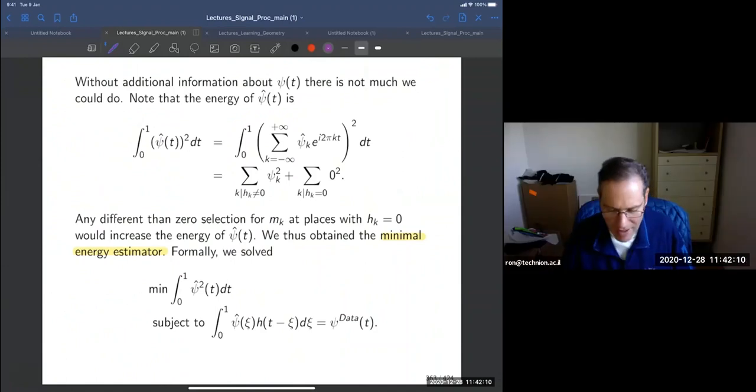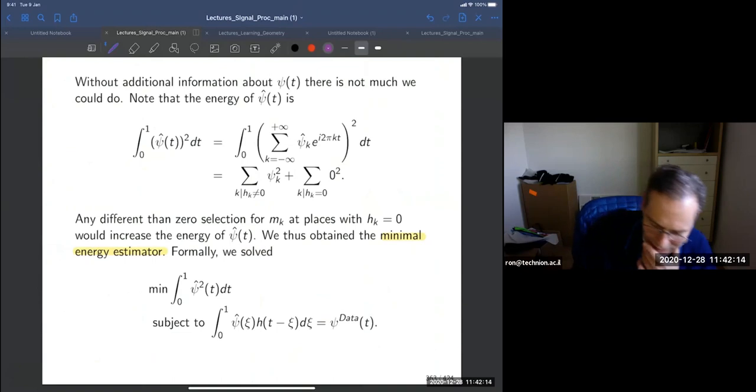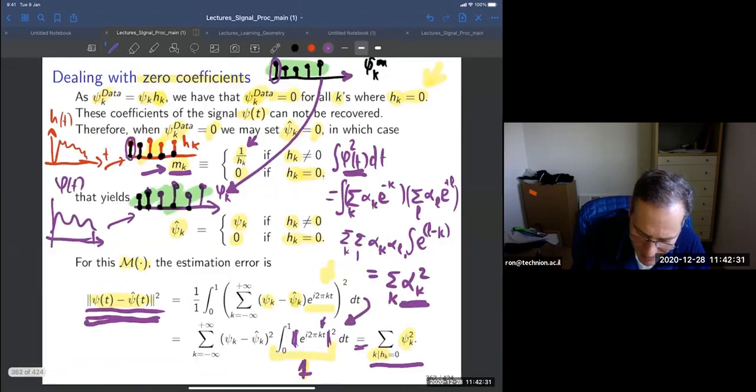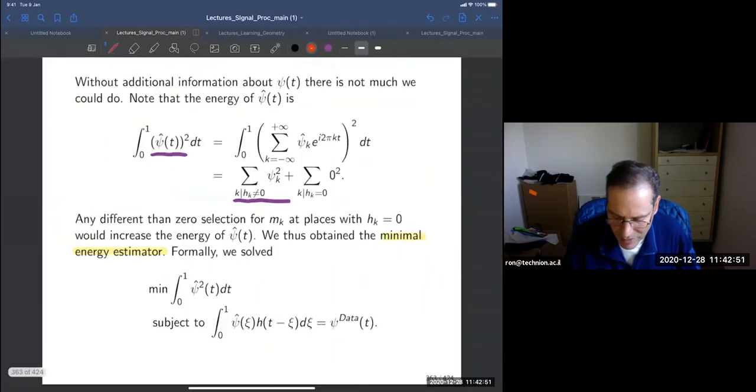Now, if we don't have any additional information about our signal, then the energy of the reconstructed signal is the energy of all the coefficients at which h was not equal to 0. Why? Because if, for example, h was equal to 0, then the output here would be equal to 0. And there is no way to reconstruct the relevant signal here because I have no way of inverting the influence of this hk. So the energy of the signal would be just the energy of all coefficients for which h was not equal to 0, and the rest of them would be equal to 0.